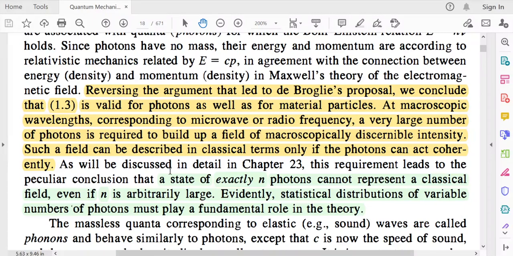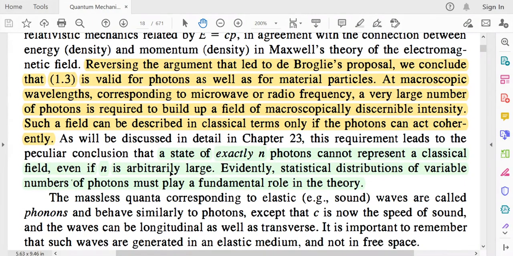Here, a surprising fact is that a state of exactly n photons cannot represent a classical field. This sentence is very important. I am repeating again: a state of exactly n photons cannot represent a classical field, even if n is arbitrarily large. n may be very large, but exactly n photons cannot represent a classical field.